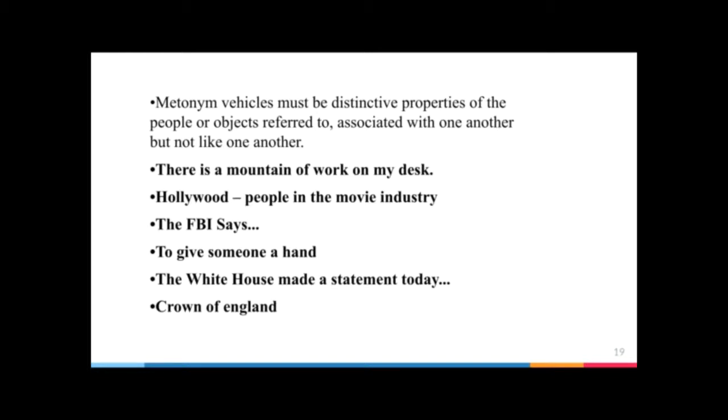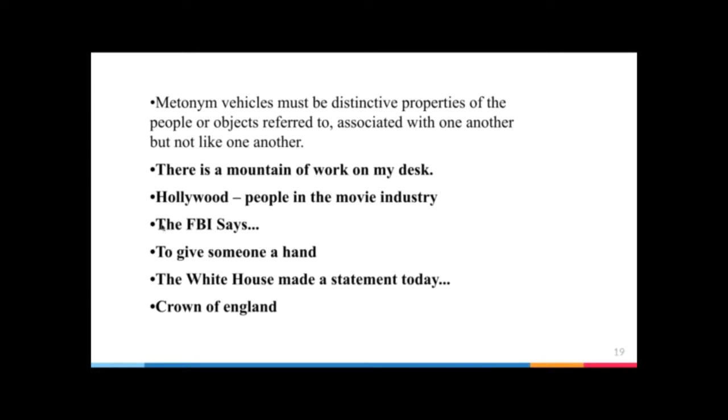Like the shape of a pile is like the shape of a mountain. So this is a good example of metonymy. Also Hollywood, to represent the people in the movie industry. You can say people saying Hollywood, Hollywood all the time when they are talking about the people in the movie industry, right?